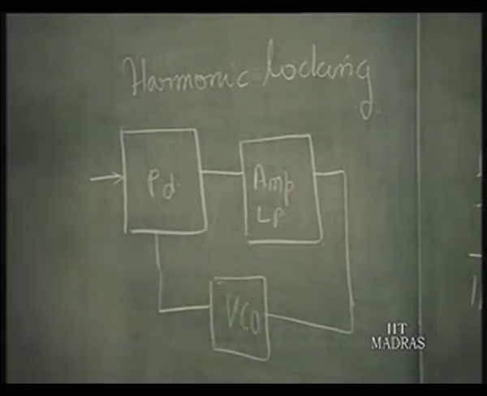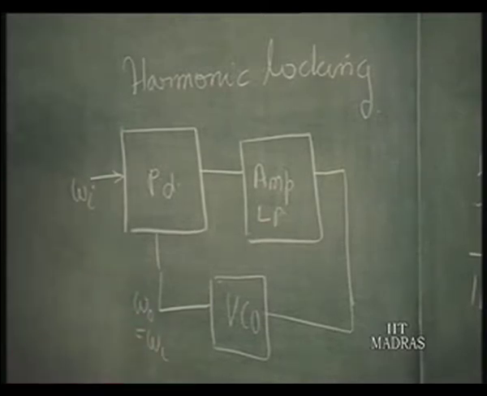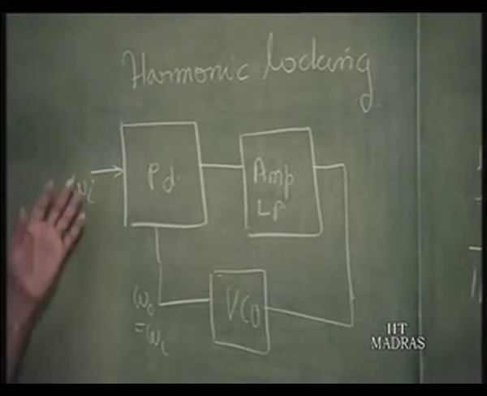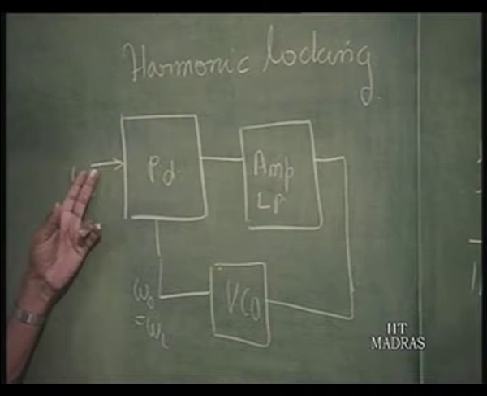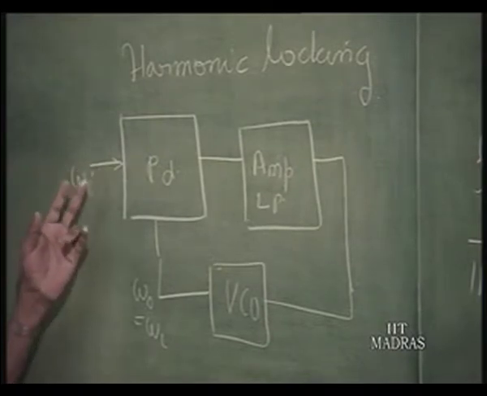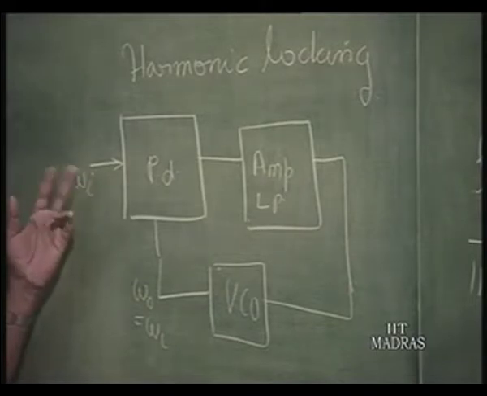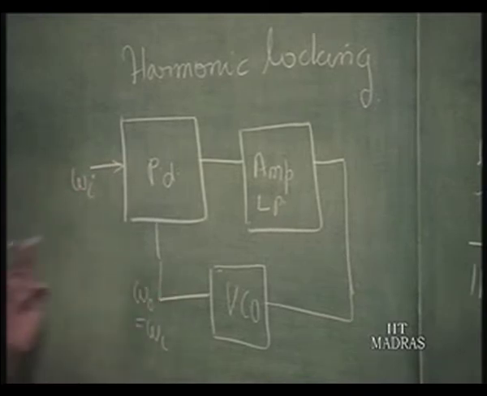Both are square waves, right? If this is omega I, this has to be omega I. But both these square waves will contain their harmonics. This has its third harmonic, fifth harmonic, etc., or if it is, let us say, not symmetric, it may have even the second harmonic, etc. Similarly, this will have its harmonic.